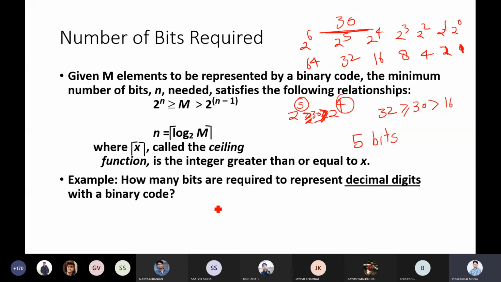So you just look into 2 to the powers range. So suppose I will say I want to represent 62. So where 62 comes? 2 to the power 6 is greater than equal to 62, and it's greater than 2 to the power 5. So how many bits required? You require 6 bits to represent. Getting? So in that way you can find out how many bits required to represent a number.